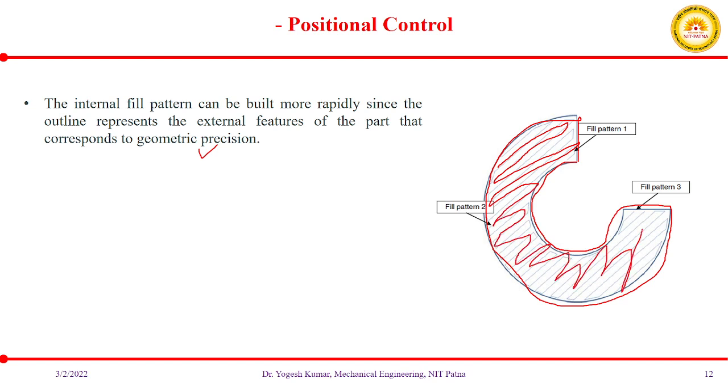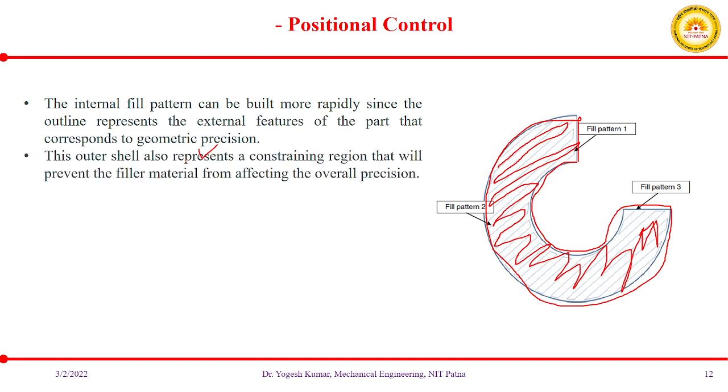You need not worry about the feature surface quality, because obviously another layer of extrusion material will come on this particular layer. So we have to take care of the external features only. We need not worry about the internal feature, actually internal layer. This outer shell also represents a concentric region that will prevent the filler material from affecting the overall precision.